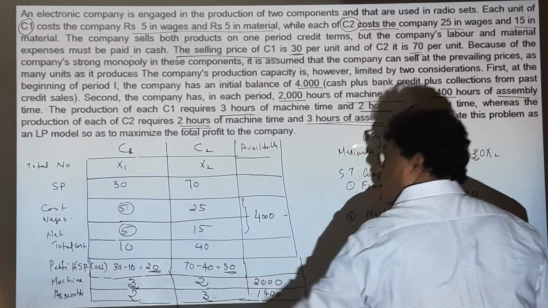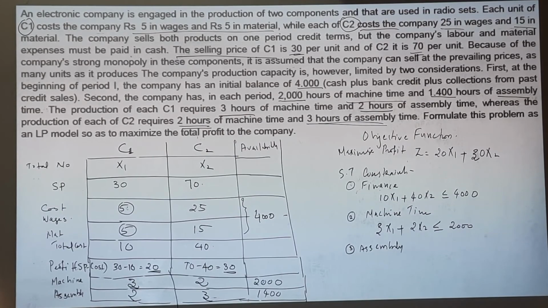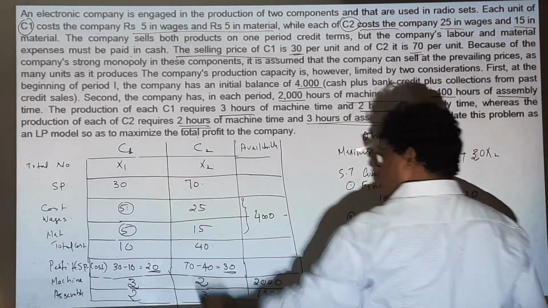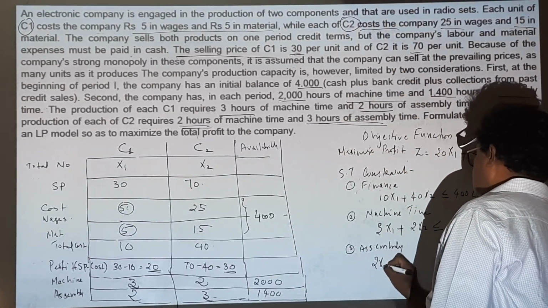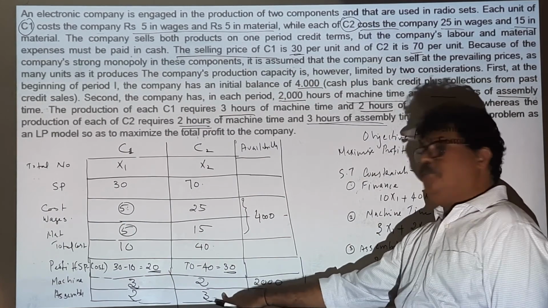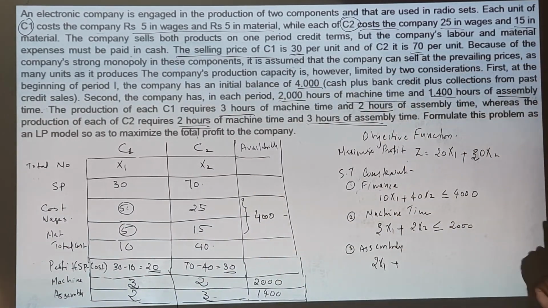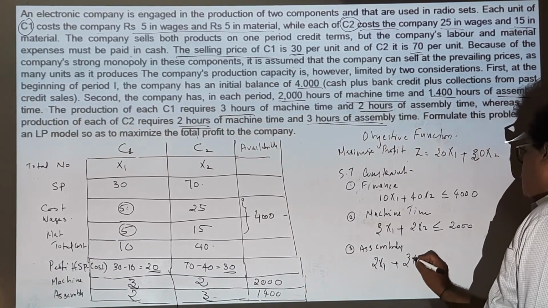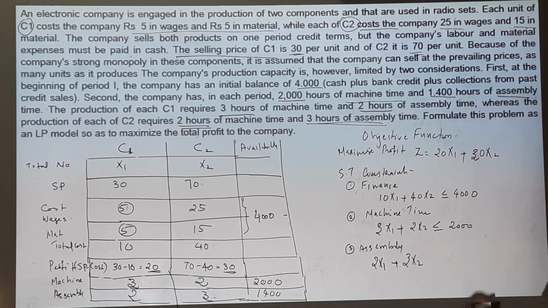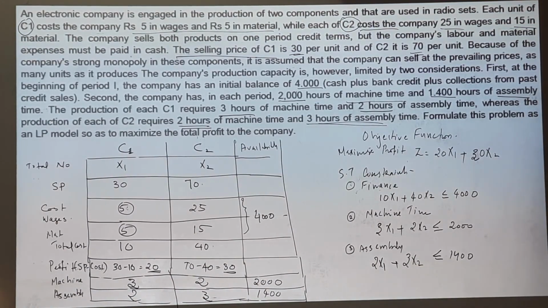Next, the third one is assembly. We have 2 hours required to manufacture 1 unit of C1. The total number of C1 is x1. So the total time to manufacture x1 units of C1 is 2x1. Now 3 hours required to manufacture 1 unit of C2. Total we have x2 units. So the total time required to manufacture x2 units of C2 is 3 into x2. And what is the total time available? 1400. We cannot go beyond this.